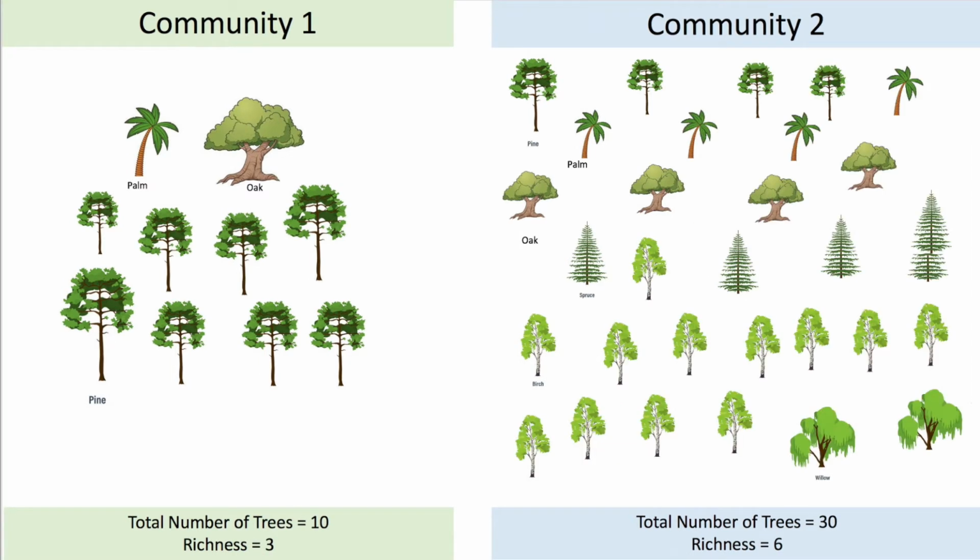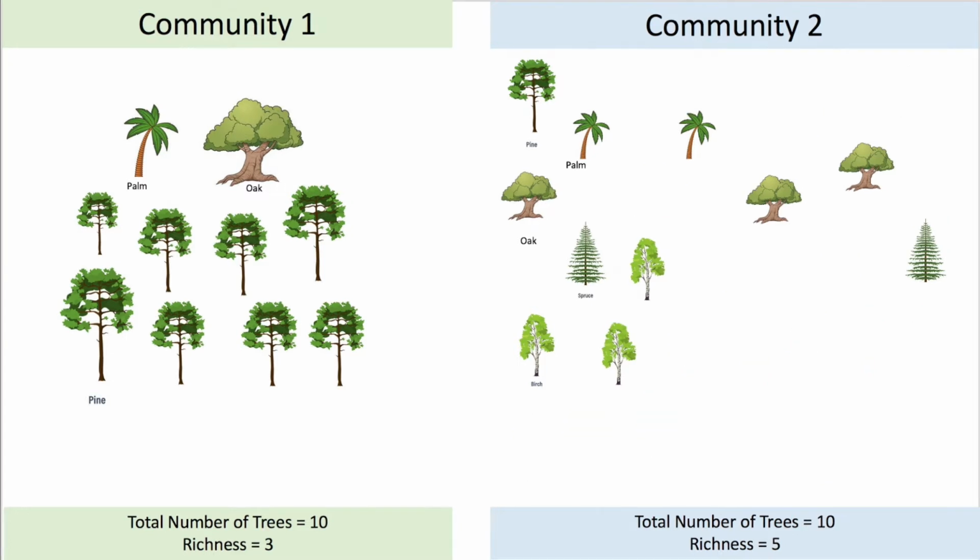Now, if I repeated this process and I again started with the original community of 30 trees, and I randomly subsampled 10 trees from this original 30, I might get a different result. And in fact, that's what happens here. So in this case, I did another round and randomly deleted 20 trees without looking so that I was only left with 10 trees.